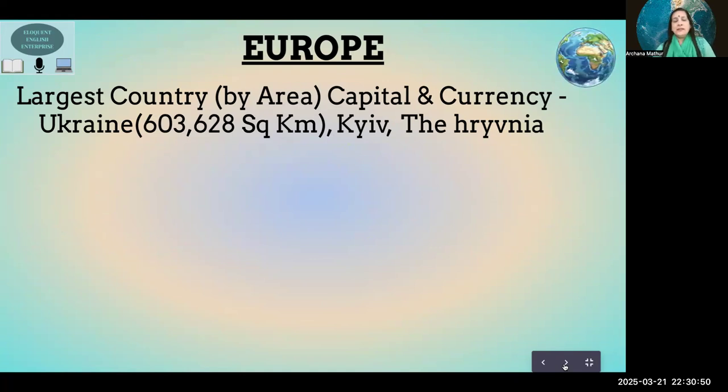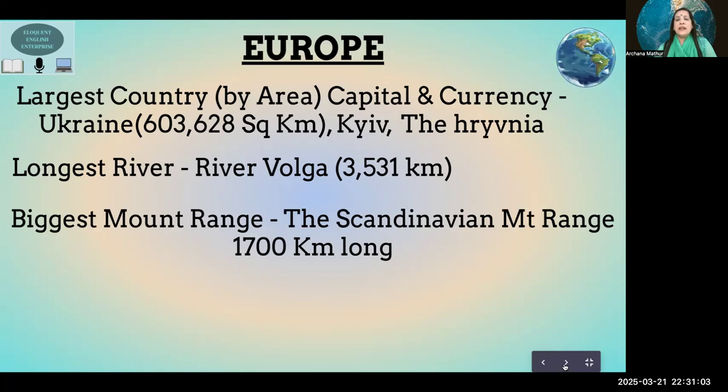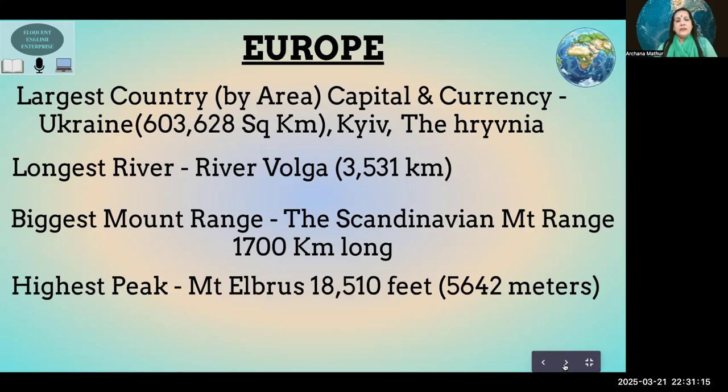6,03,628 square kilometers. Kyiv is the capital, and Hryvnia is the currency. Longest river is River Volga, 3,531 kilometers long. The biggest mountain range is Scandinavian mountain range, which is approximately 1,700 kilometers long. It's there in Norway, Sweden, Finland, the Scandinavian countries. The highest peak is Mount Elbrus, 18,510 feet or 5,642 meters.